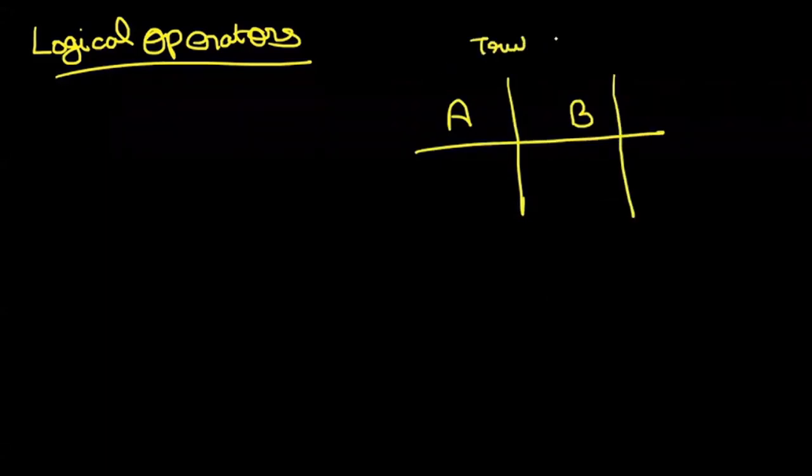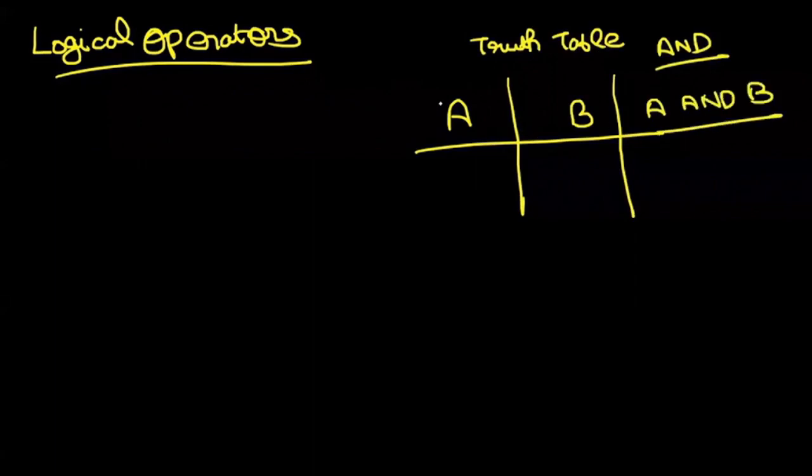I am giving you a truth table for logical AND. What is logical AND, guys? Try to understand. You have two expressions A and B. A is one expression and B is another expression. And then I ask you, what is the output for A and B?